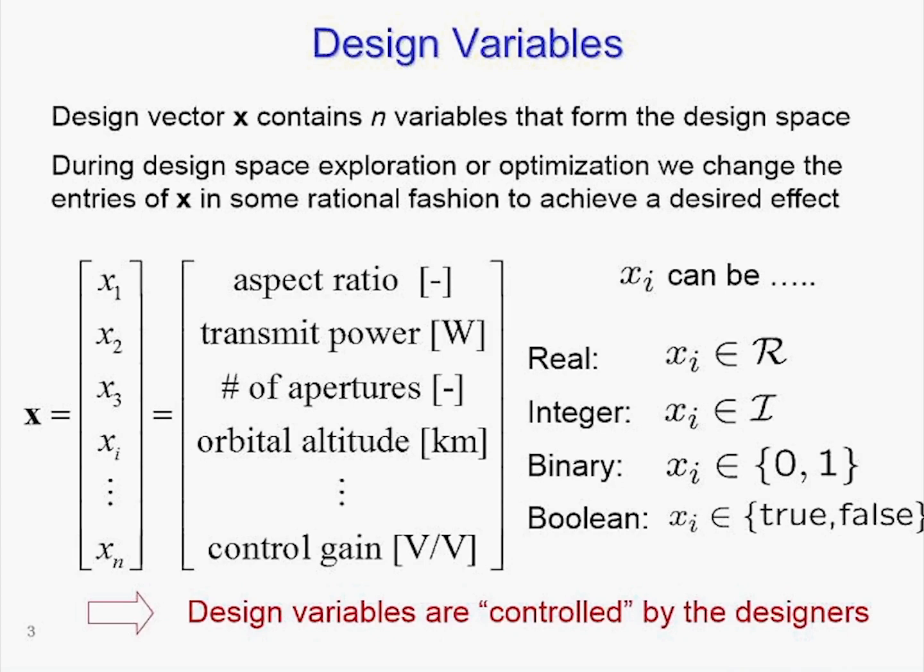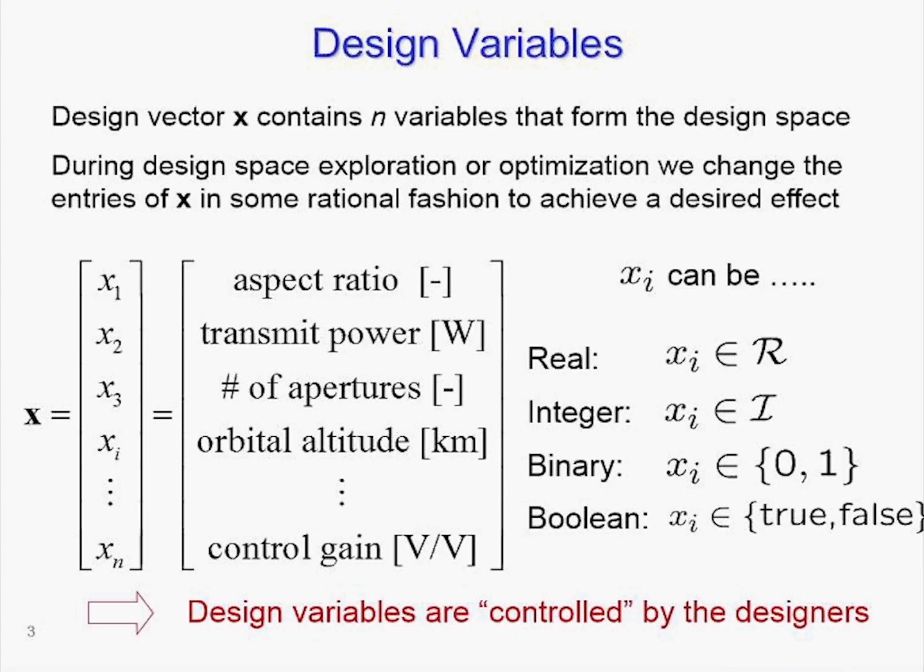So what are some examples? So if we think about aircraft conceptual design, say, what would be examples of physical quantities that might be in the vector X?